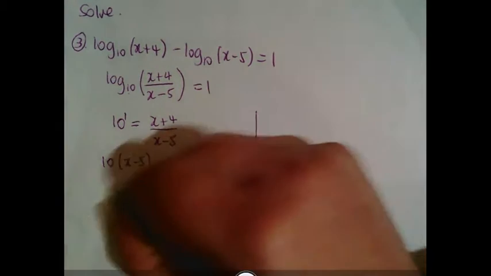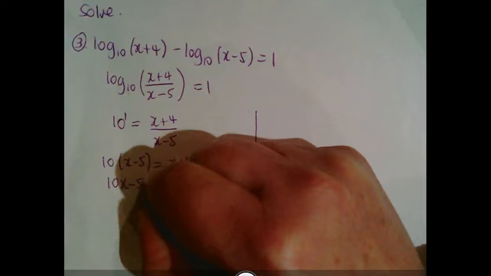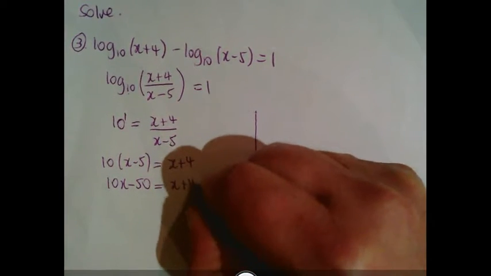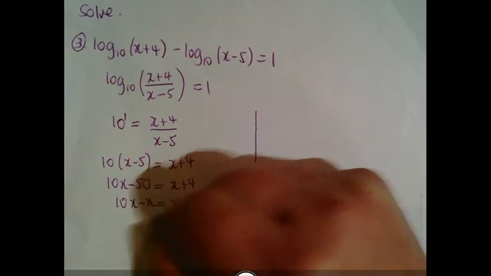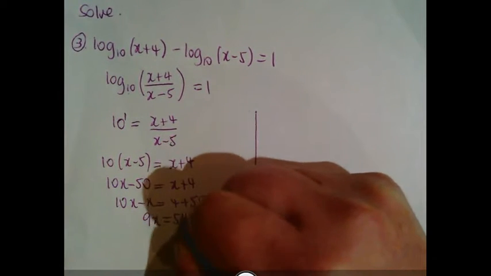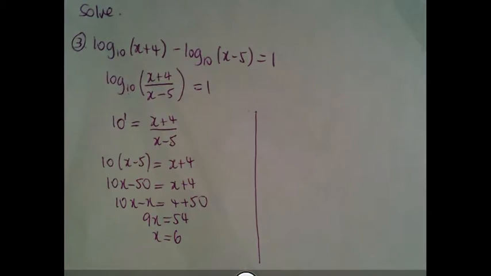And I can solve the equation this way. So 10x minus 50 equals x plus 4. 10x minus x equals 4 plus 50. 9x is 54, and so x is 6. So that's one way to solve it.